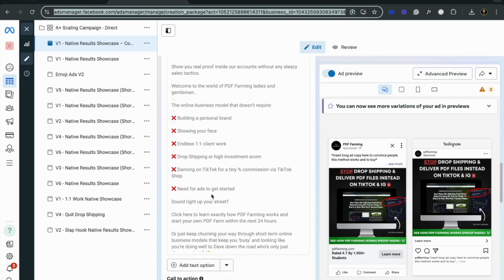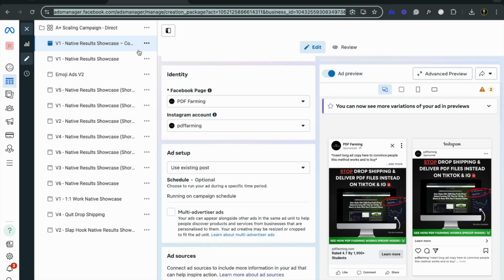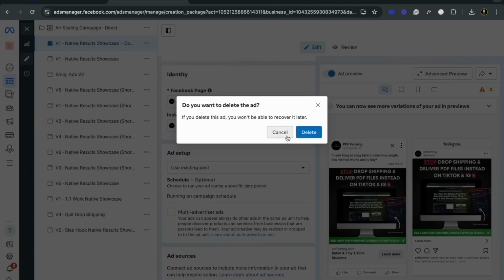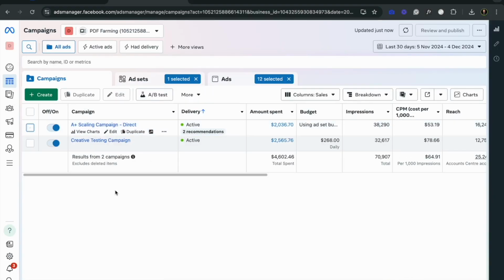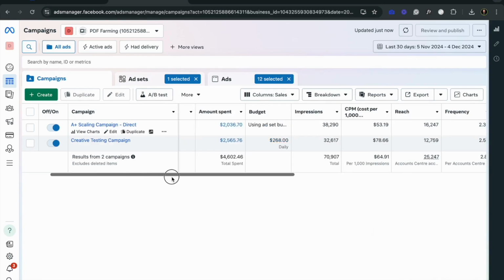So obviously you would then publish. I'm just going to delete this because we've already got it. But that is basically the setup. And then what I do is increase the budgets by about 25% every 3 days, as long as the numbers are looking good.